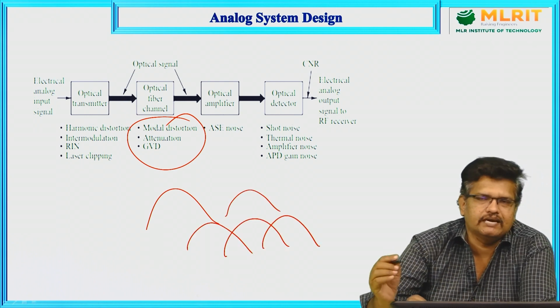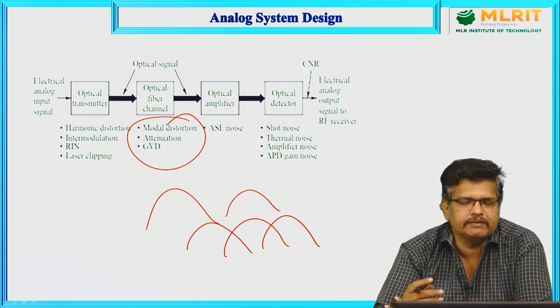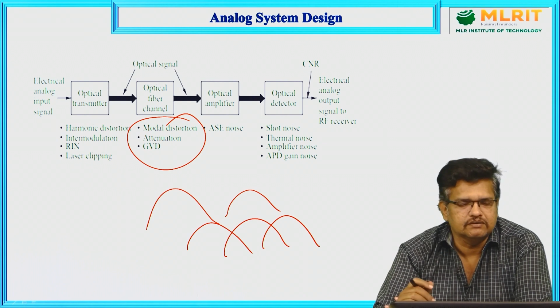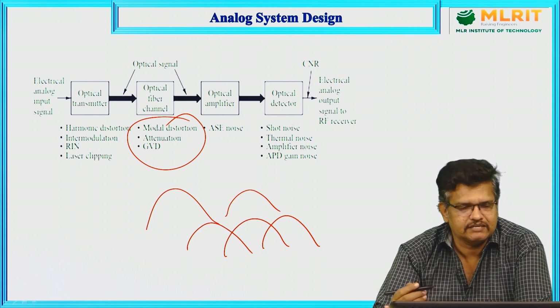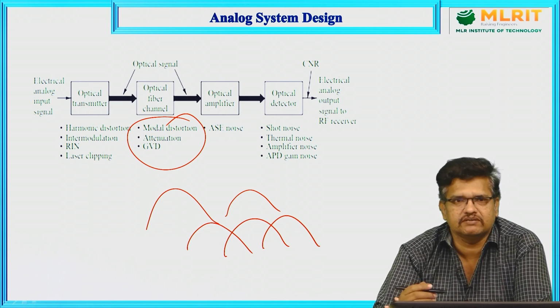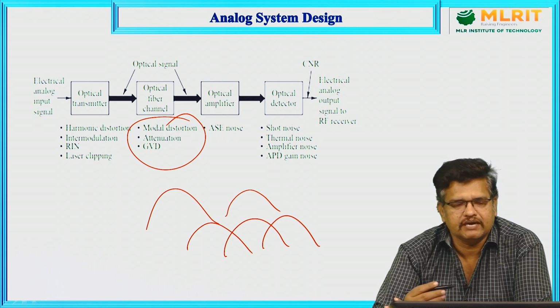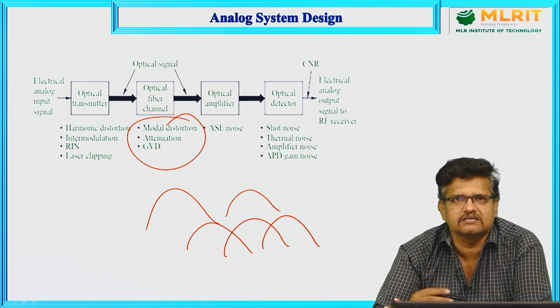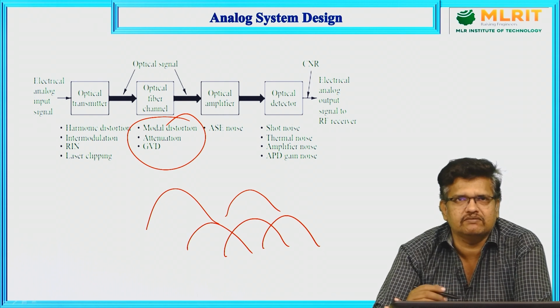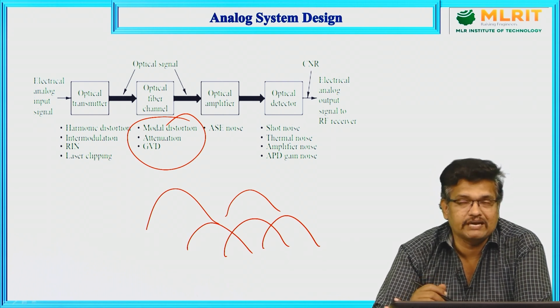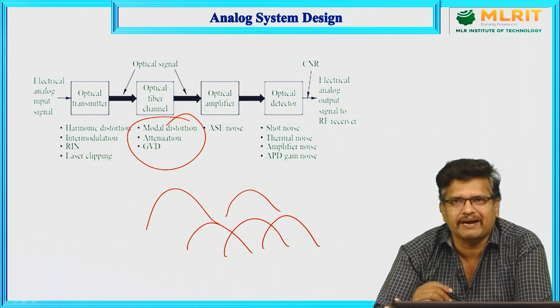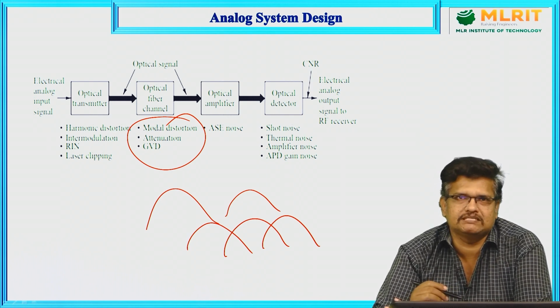So here aliasing happens. Due to timing inaccuracy, aliasing will occur, so we should avoid this. This is how modal distortion occurs. And next, attenuation. We know the attenuation mechanisms: scattering, bending loss, and absorption loss. These are the major drawbacks we see only in the fiber channel. Next one, group velocity distortion. Okay, so we should minimize all of this in the optical fiber channel.